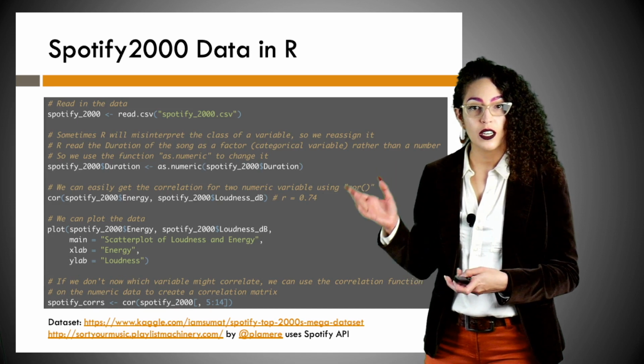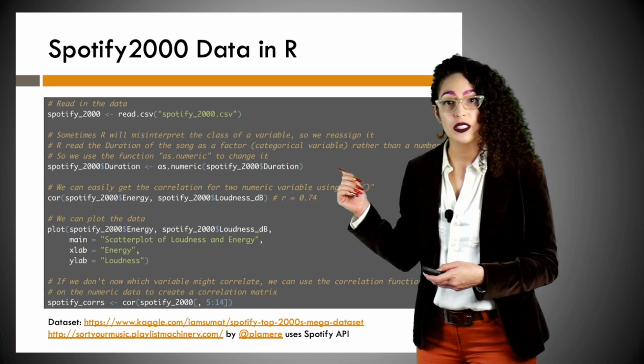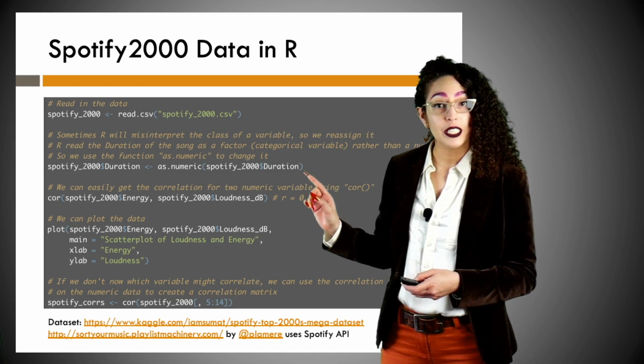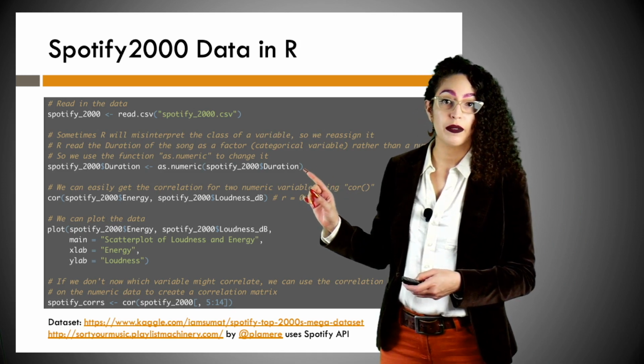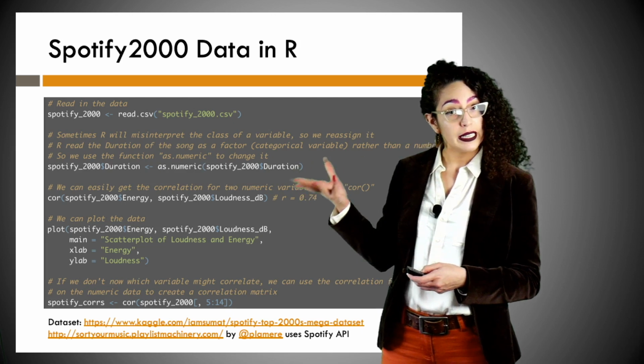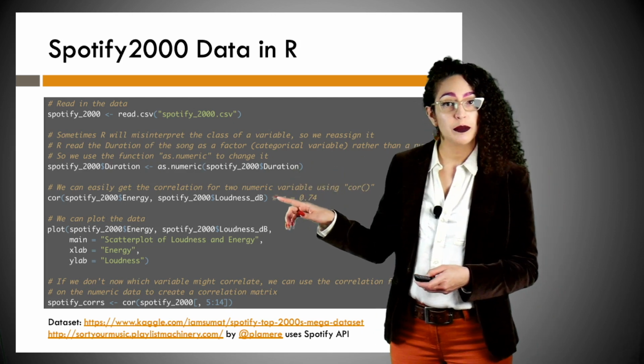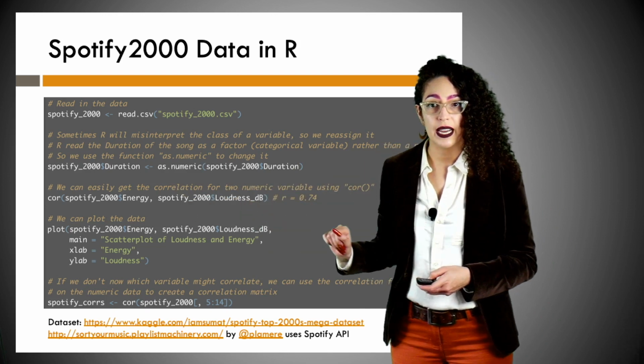Now here is all the code for the Spotify example I showed you earlier. So we read in the data, Spotify. I'm going to change the duration to numeric. For whatever reason, it was not reading it as numeric, and we need it to be numbers so we can play with it. And we just ask for the correlation for whatever variables we want. Here I did energy and loudness.